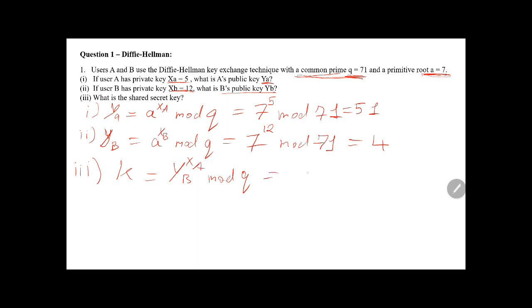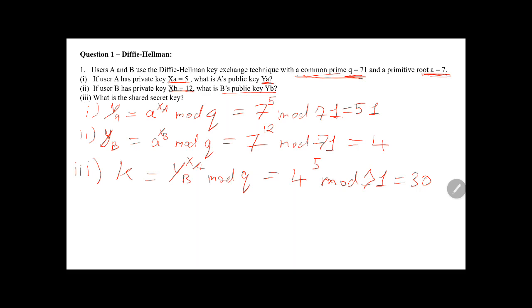So in order to get the common key here, it will be as follows. It will be 4, which is B's public key, power A's private key, which is 5, modulus 71, which is equal to 30.